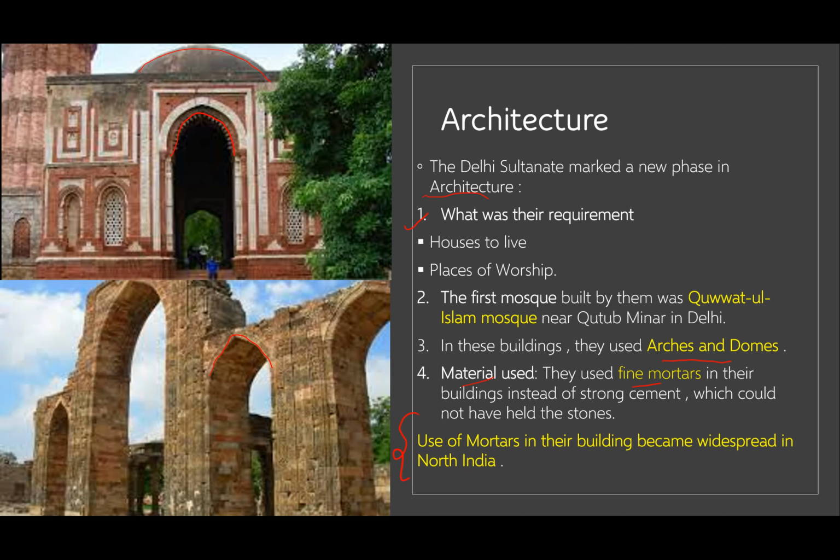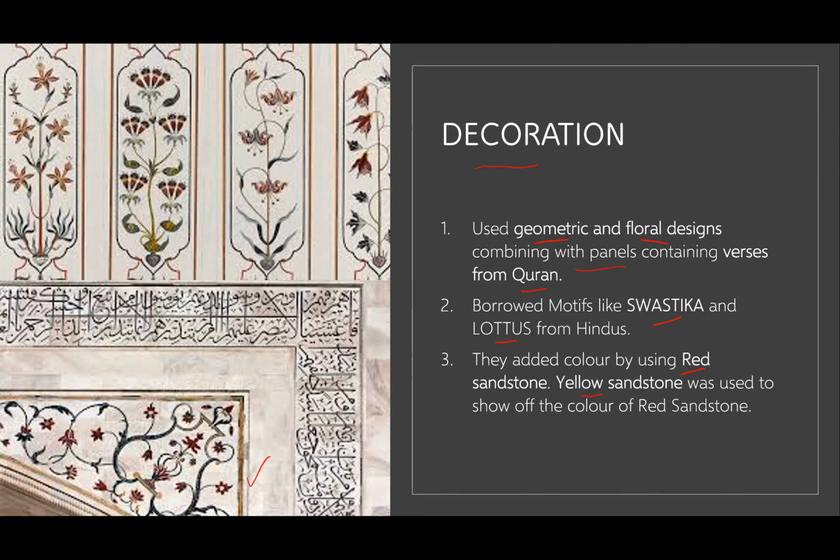So the first mosque they built was the Quwwat-ul-Islam Mosque near Qutb Minar in Delhi, and I told you this is the dome and this is the arch that we are talking about. They used fine mortar, that is cement mixed with sand, so that it could hold their stones. They did not use strong cement. For decoration, they used geometric and floral designs combined with panels containing verses from the Quran. They also borrowed motifs like the swastika and lotus from the Hindus. They added red and yellow sandstone so that the red color would be clearly visible.